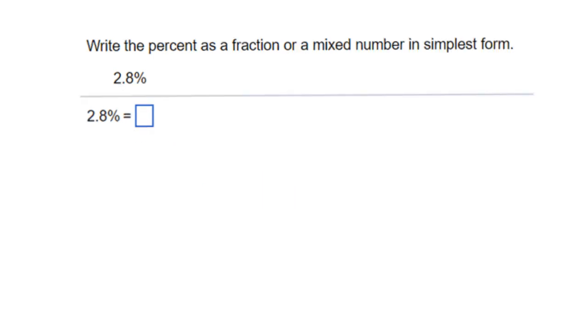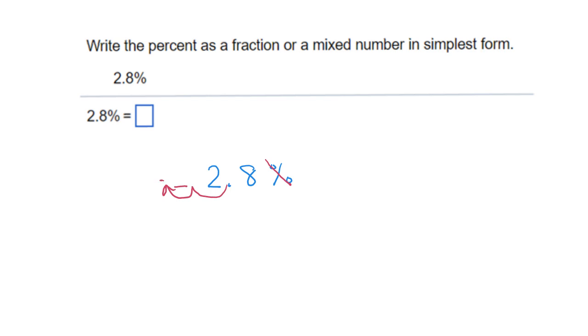Write the percent as a fraction or a mixed number in simplest form. Simplest form means the same thing as reducing. So we're going to take this number, 2.8%, and we want to change that into a fraction. If you want to, you can go the route of dropping the percent symbol and moving it into decimal form.